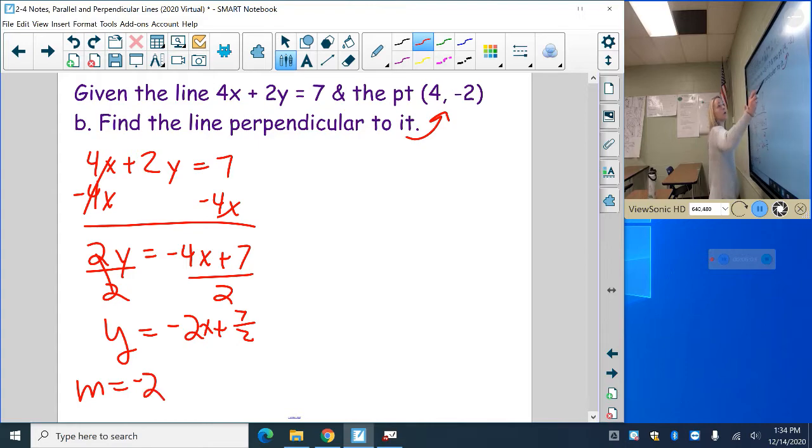And so what is the perpendicular slope? Flip it and make it opposite. So since it's negative, I'm going to have a positive, and I'm going to flip it, so it's going to be 1/2.